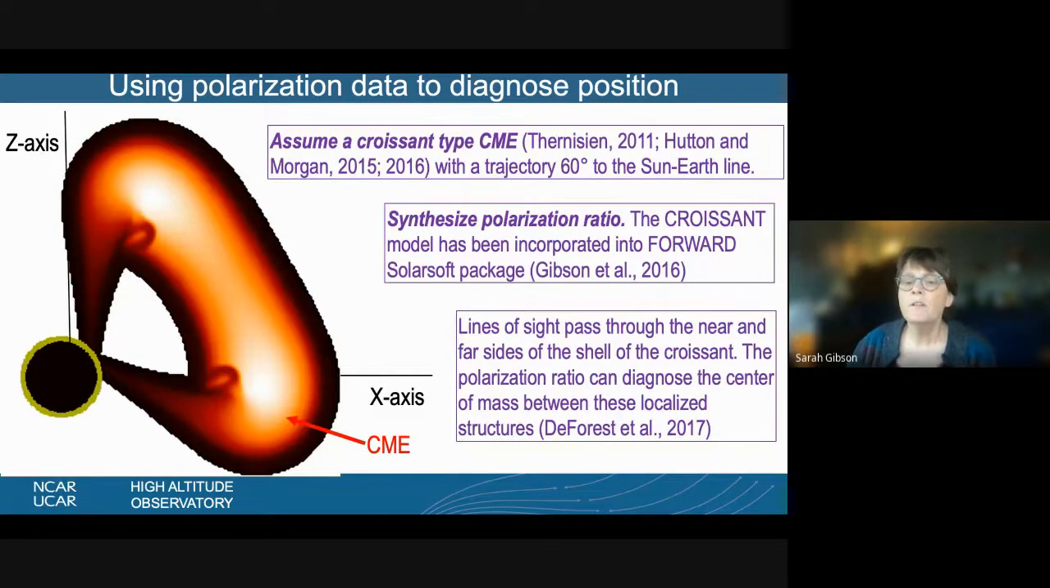To explore this, let's consider a Poisson-type CME, a hollow shell of density. And this is a model by Hugh Morgan, which has been incorporated into the Forward SolarSoft package. This lets us introduce non-localization in a simple way and build some intuition. And in this way, when lines of sight pass through both near and far sides of the shell, it means that the polarization ratio is actually diagnosing the center of mass between these localized structures.